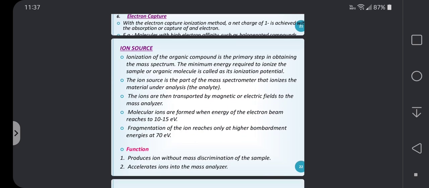Let's move on to ion source. The ion source of an organic compound is the primary step in obtaining the mass spectrum. The minimum energy required to ionize the sample or organic molecule is called its ionization potential. The ion source is the part of the mass spectrometer that ionizes the material under analysis. The ions are then transported by magnetic or electric field to the mass analyzer. Molecular ions are formed when the energy of the electron beam reaches 10 to 15 electron volts. Fragmentation of the ion occurs only at high bombardment energies, at 70 electron volts.